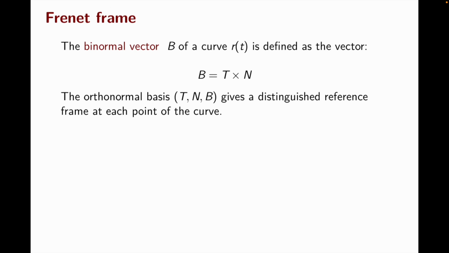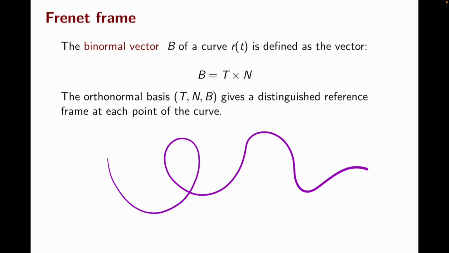And the three vectors together form an orthonormal basis of the three-dimensional space. In fact, it's a basis at each point of the curve. I mean, if we are given any curve, at each point of the curve we are going to have a basis there formed by the tangent vector, the normal vector, and the binormal vector.